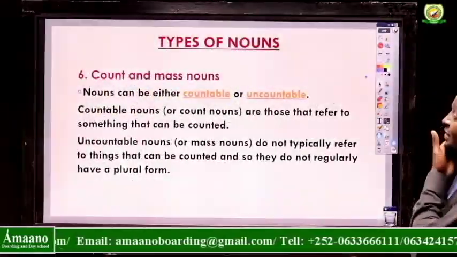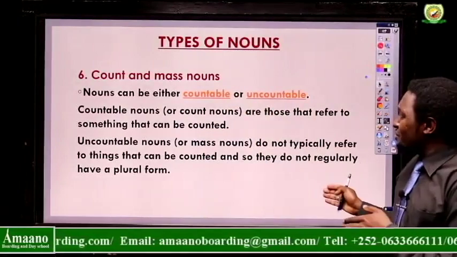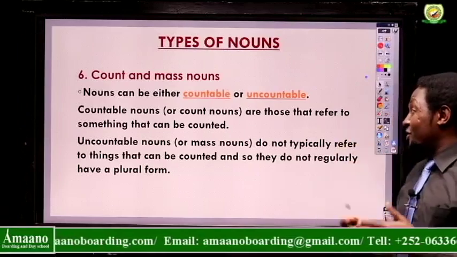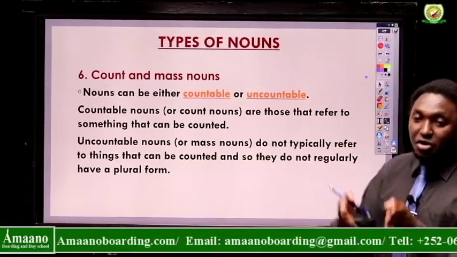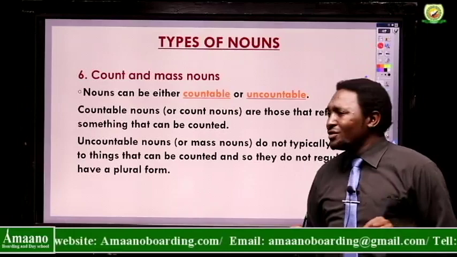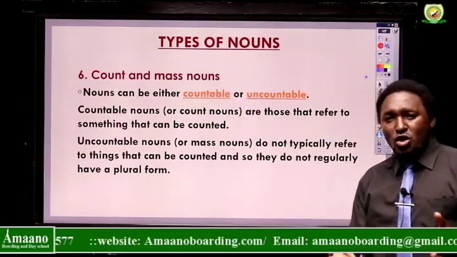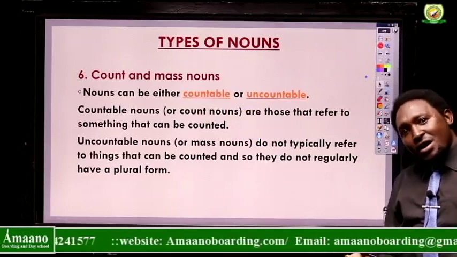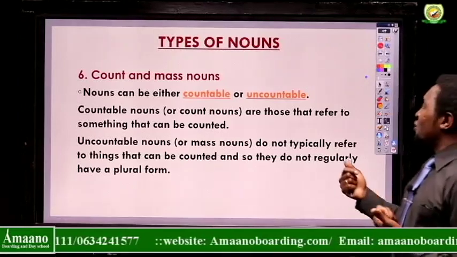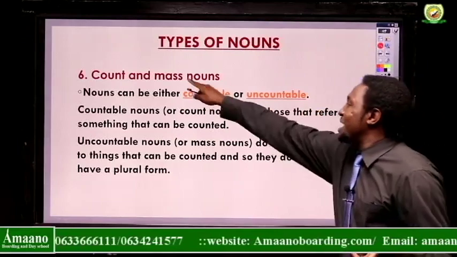The next one, count and mass nouns. Nouns can be either countable or uncountable. Countable nouns simply are nouns that you can count: 1, 2, 3, 4. Like, for example, boys, pens, you can count 1 boy, 2 boys, 3 boys, 4 boys. Uncountable nouns are nouns that you cannot count, and they always exist as mass nouns. For example, water, oil, air. You see, these: oil, sand, soil, sugar, salt. All those nouns are uncountable. You cannot pick and count. They exist as mass nouns.